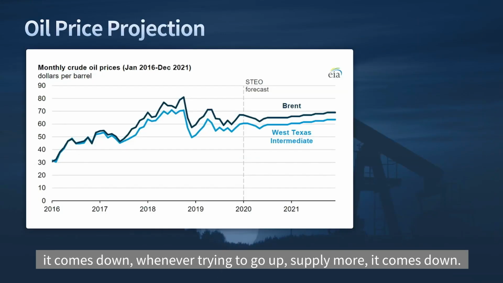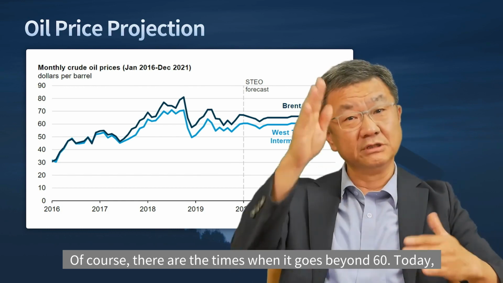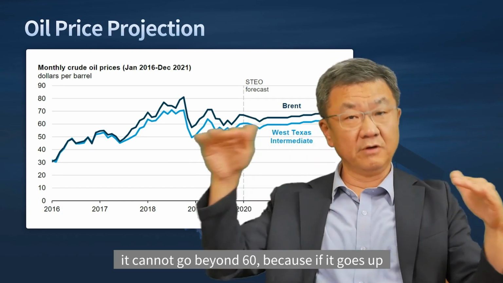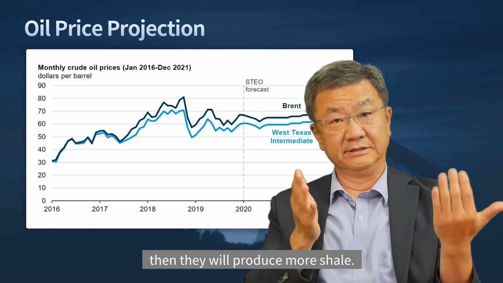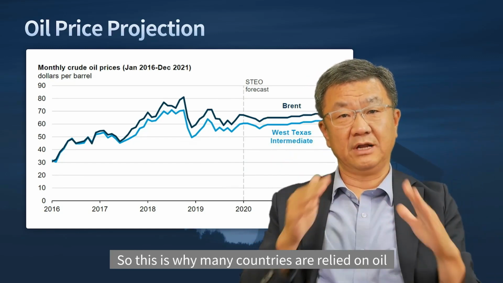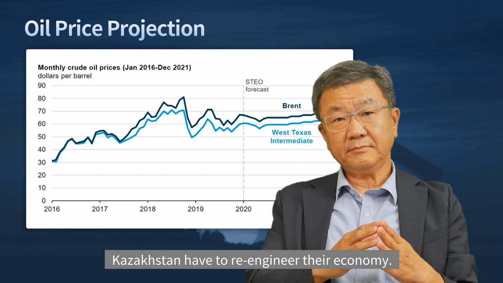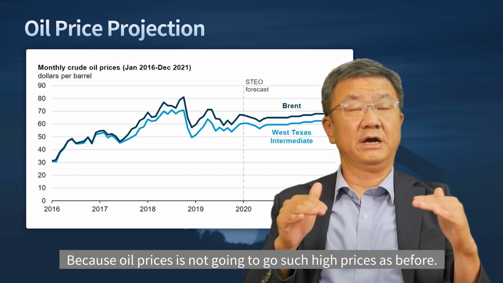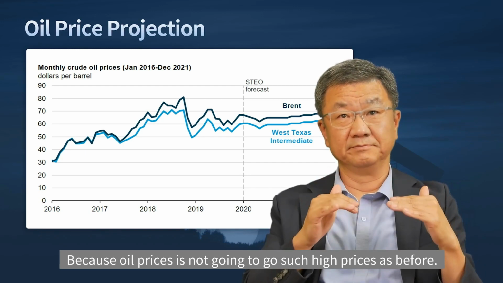So many people project that oil cannot in the long run be more than even $60. Of course, there will be times when it goes beyond 60. Today, I think it went up around $70. But in the long run, it cannot go beyond 60 because if it goes up, then they will produce more shale. So this is why many countries that relied on oil in the past, like Saudi Arabia, Kuwait, Russia, Kazakhstan, have to re-engineer their economy because oil prices are not going to go to such high prices as before.